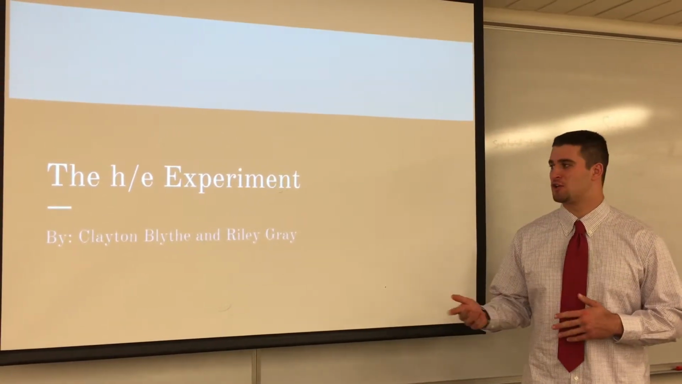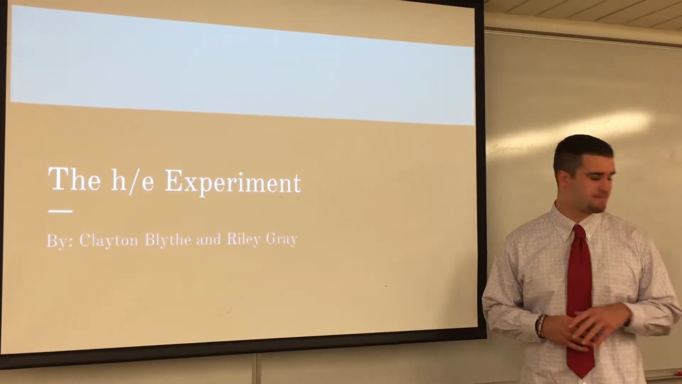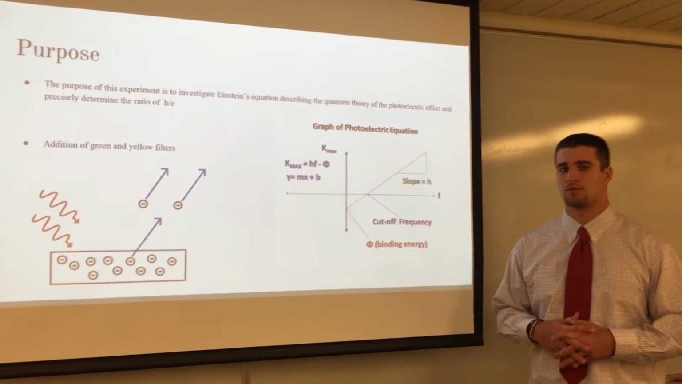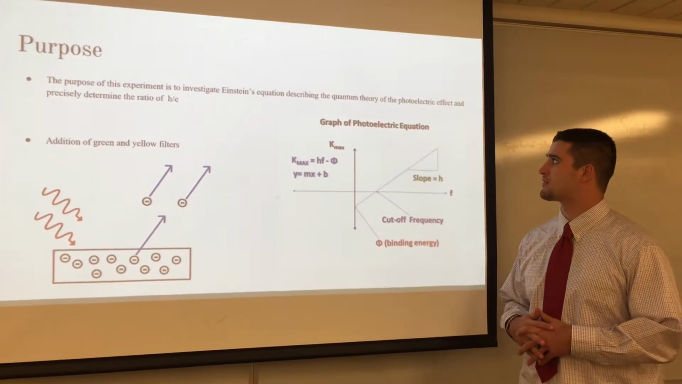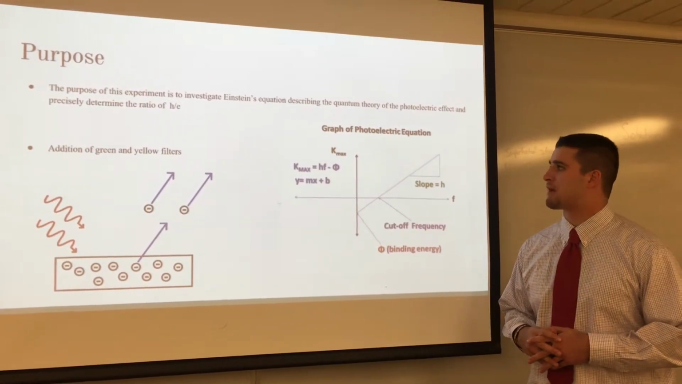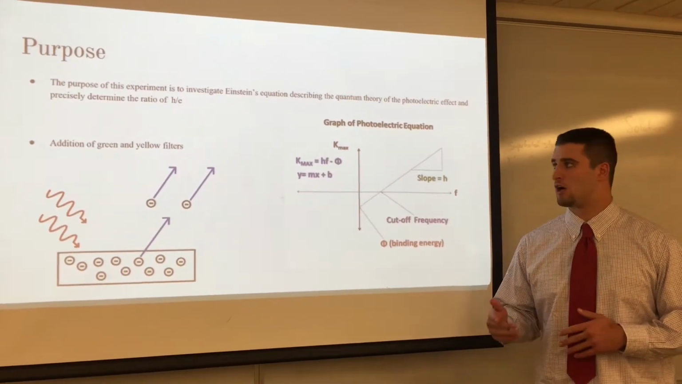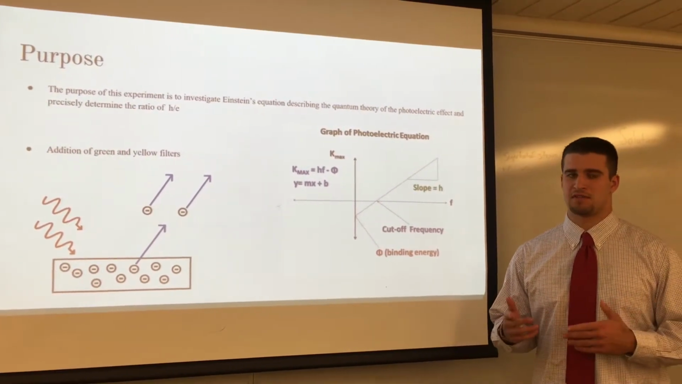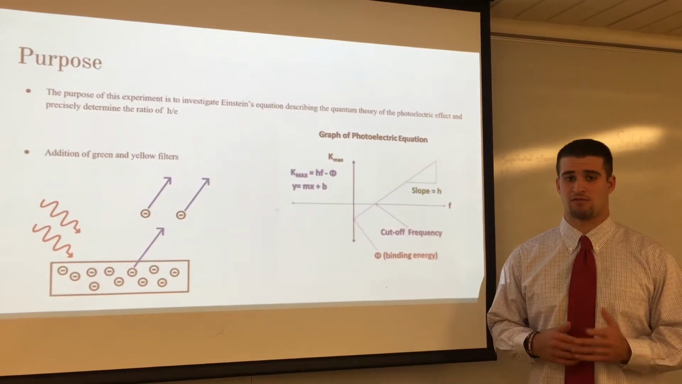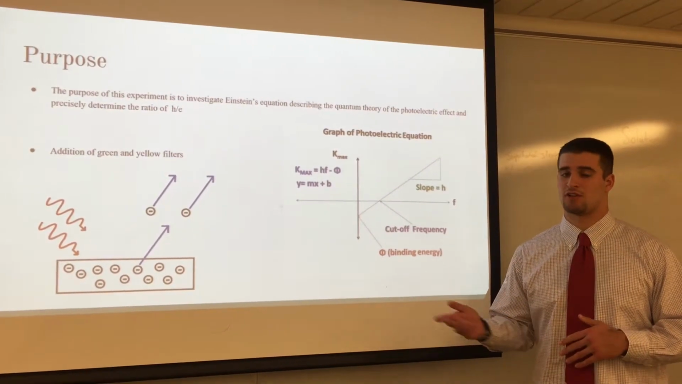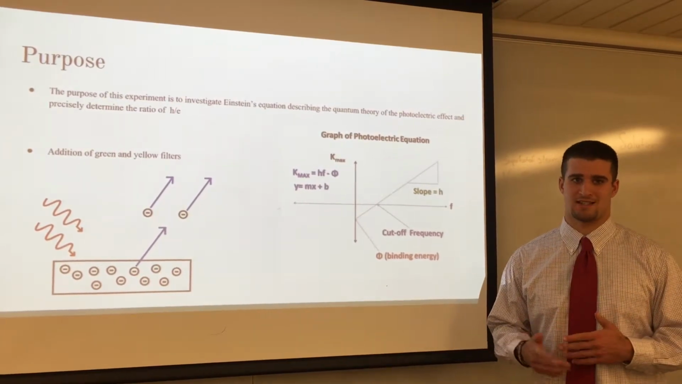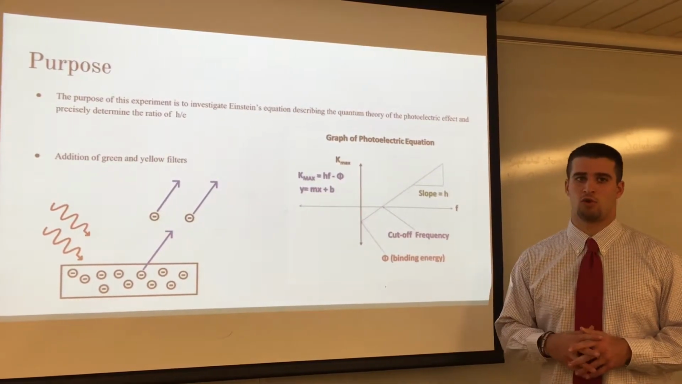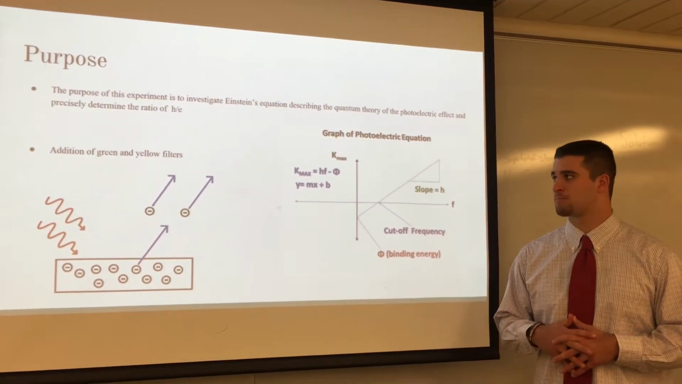And today we are talking to you about our experiment H/E. The purpose of this experiment was to investigate Albert Einstein's equation describing the quantum theory of the photoelectric effect and precisely determine the ratio of H/E. H, as we know, being Planck's constant, is roughly 6.62 times 10 to the negative 34th. E, the charge of an electron, is about 1.6 times 10 to the negative 19th. With this being said, we expect a ratio of about 4.14 times 10 to the negative 15th.